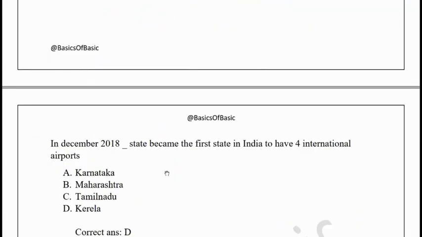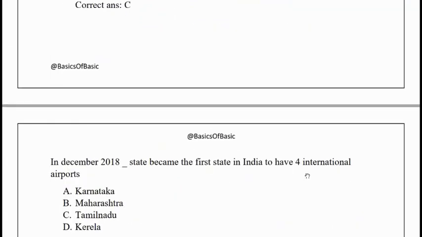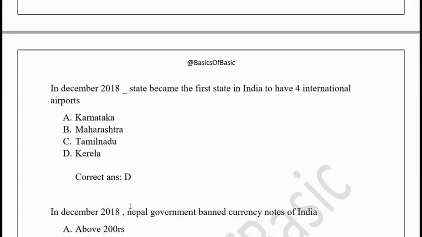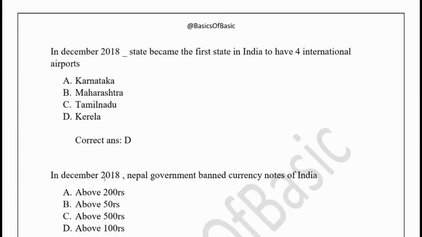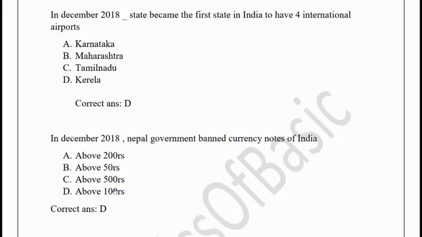In December 2018, which state had become the first state in India to have four international airports? So which of the following can be the answer? It is Kerala. So Kerala is the one which is having four international airports. In December 2018, Nepal government banned currency notes of India of rupees above 100.